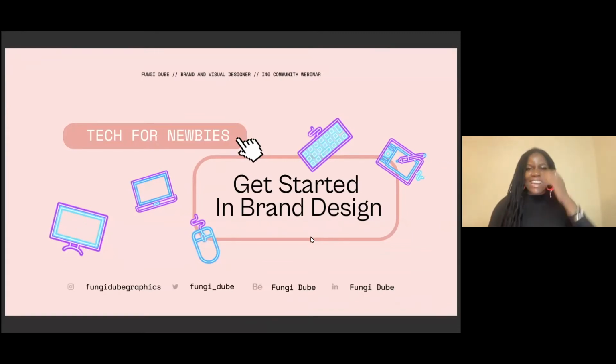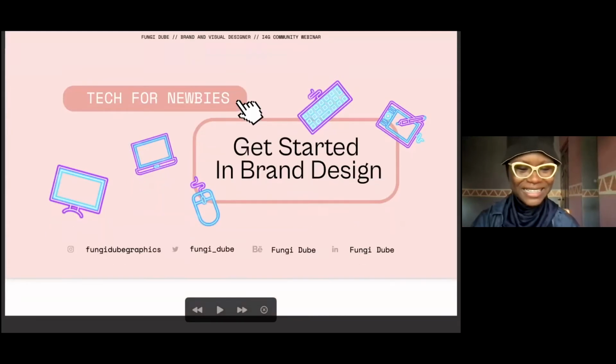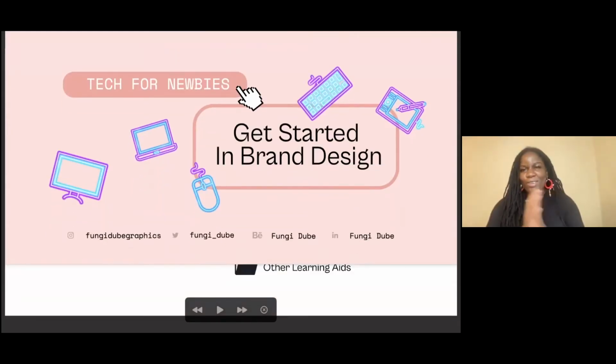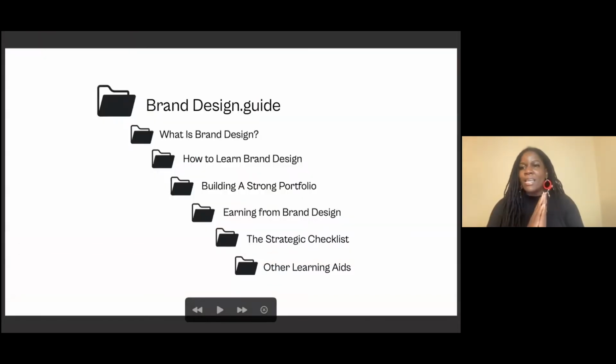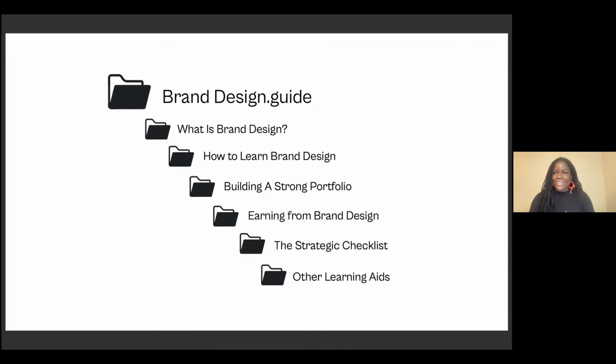Okay. So this is what we're going to be going through. What is brand design? Just basically going through how to learn brand design and other things in between. So I'm just going to run through all of this, and I hope that it's nice and apt, and something that's going to add value to you if you are looking to get into brand design.